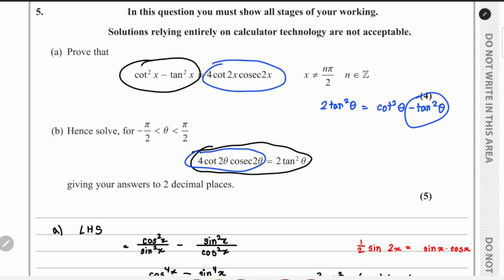Now I can move the tan² to the left. We'll have 3 tan² theta is equal to 1 by tan² theta. We basically get 3 tan⁴ theta is 1. Tan⁴ theta is 1/3.